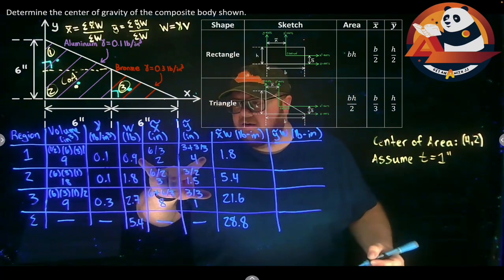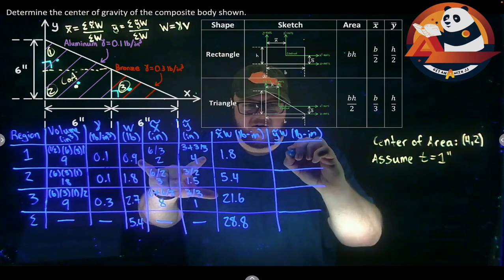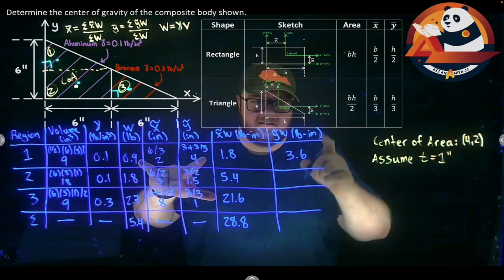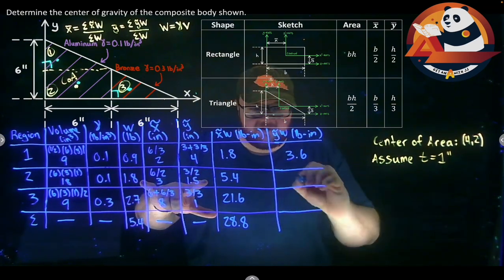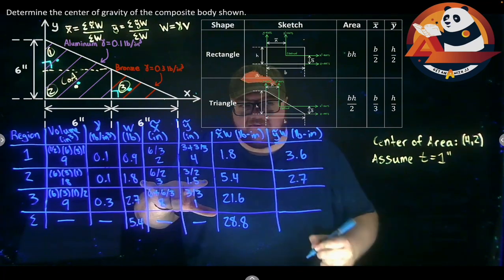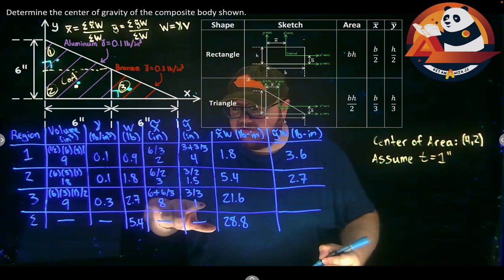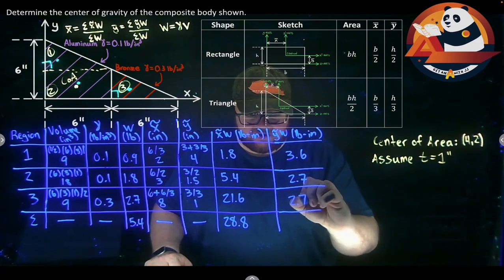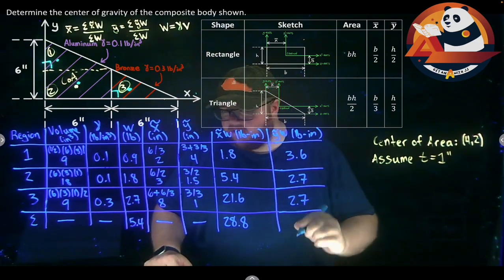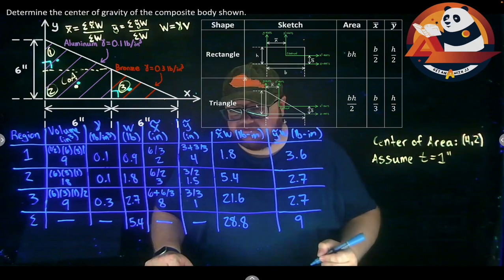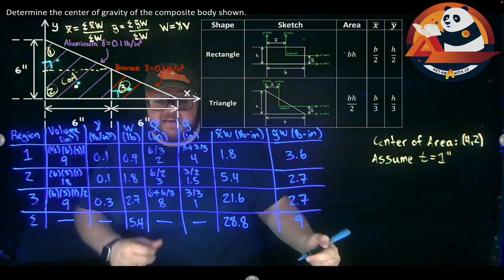Multiplying my y tilde times our weight. 0.9 times 4 is 3.6 pound-inches. 1.8 times 1.5 is 2.7 pound-inches. 2.7 times 1 is 2.7. And adding this column up, we get to 9. Which gives me enough, I can find my centroid.